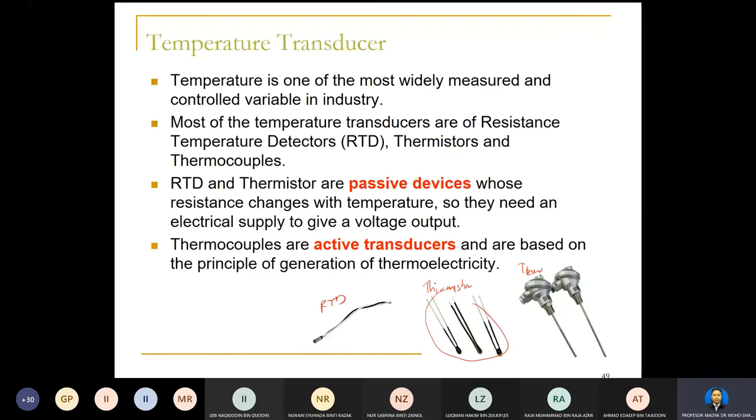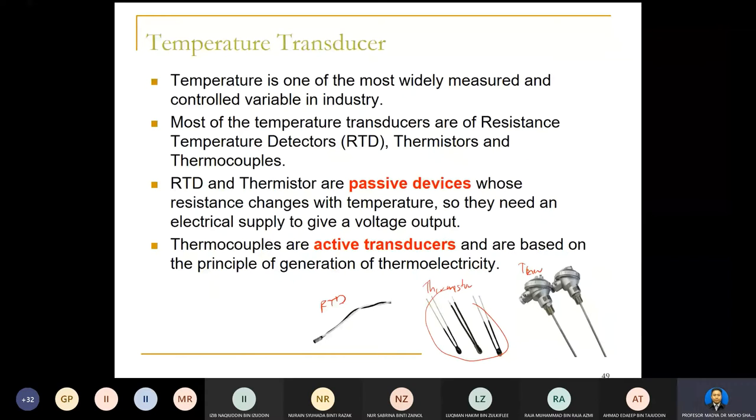So you can see the RTD and thermistor here. The RTD and thermistor are passive. That means we need a power supply to turn on the RTD to function. If there is no power supply, the RTD does not function, so we call it passive. Similarly for the thermistor or RTD, both are passive devices. That means we need a power supply to operate the thermistor to detect a change of temperature. For example, for the RTD, the resistance changes with the temperature, so it needs an electrical supply to give a voltage output. That's why we call the RTD and thermistor passive.